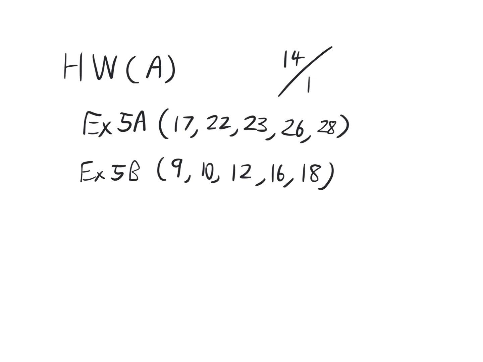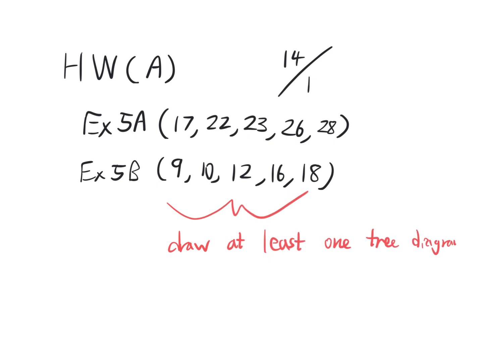Listing all outcomes, you just write 1, 2, 3, 4. Because I want to check your work, so draw at least 1 tree diagram and 1 table, no matter what method you use.